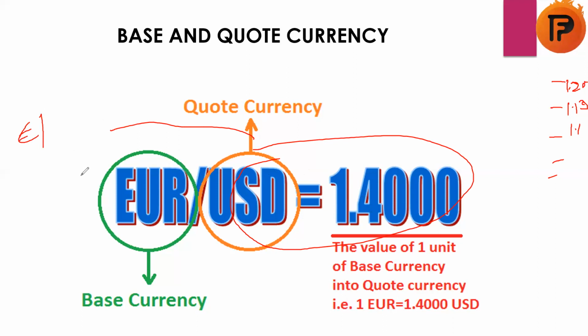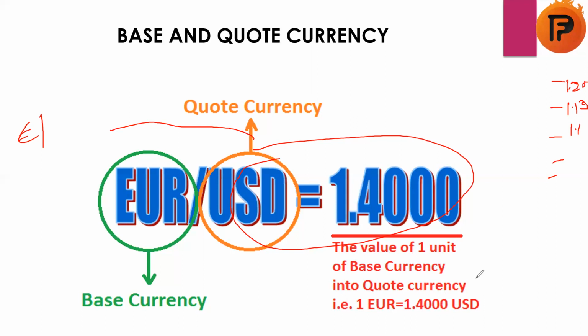So 1.4000 will give you 1 euro. That is, the euro is bigger than the dollar. This is what we also explain here: the value of 1 unit of base currency in the quote currency. That is, 1 euro is equal to 1.400 US dollars. So that's all you need to know about this one.